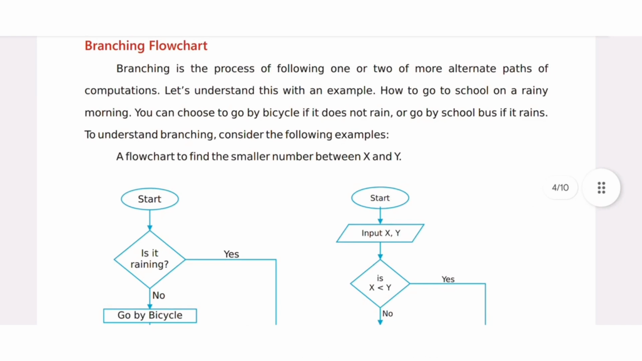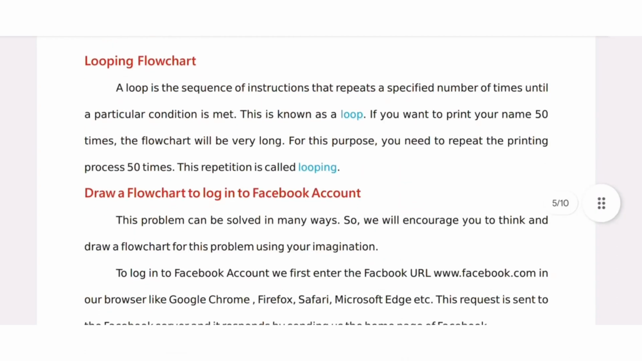Branching flowchart. Branching is the process of following one or two or more alternate paths of computations. Looping flowchart. A loop is a sequence of instructions that repeats a specified number of times until a particular condition is met. This is known as a loop.